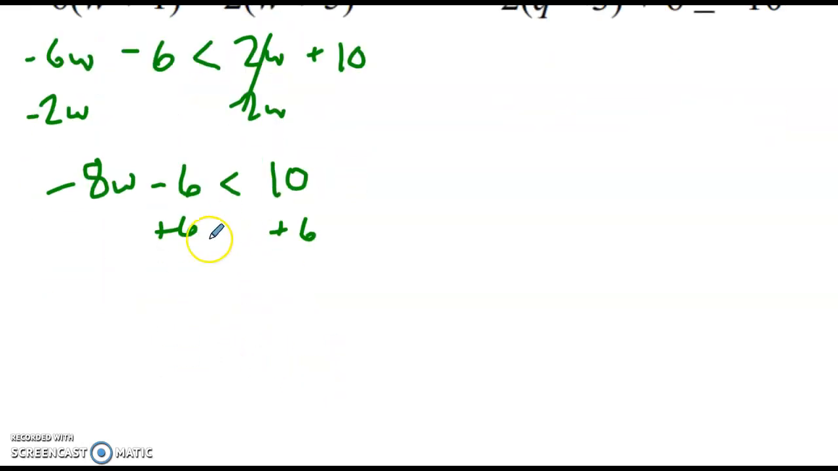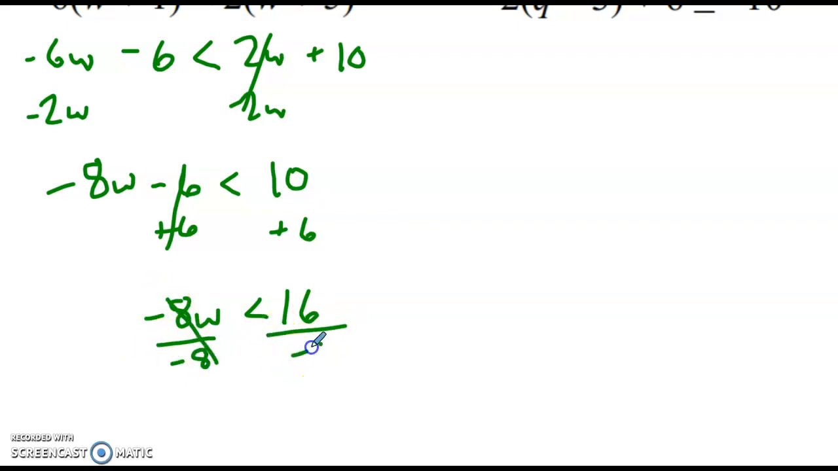If I scroll down a little bit here, I'm now going to have negative 8w is less than 16. But remember, this is going to be an example where we will flip the inequality sign, because in order to solve for w, I have to divide both sides by negative 8. So I get w is greater than negative 2.